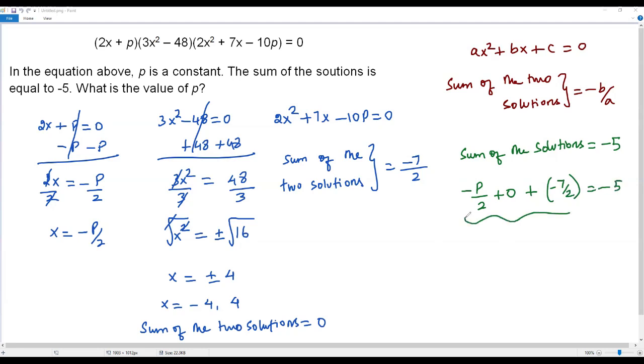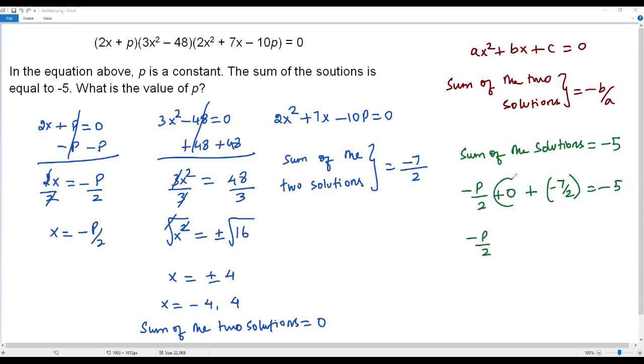So here we have 5 solutions. This is one of the solutions, and here in this 0, we have 2 solutions. In this negative 7 over 2 also, we have 2 solutions. So totally we have 5 solutions. We have added all the 5 solutions. According to the question, the sum of the 5 solutions equals negative 5. Now what I need to do is solve for p in this equation. Okay, let me do it.